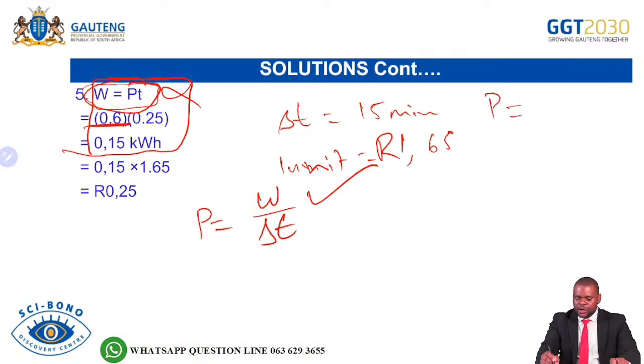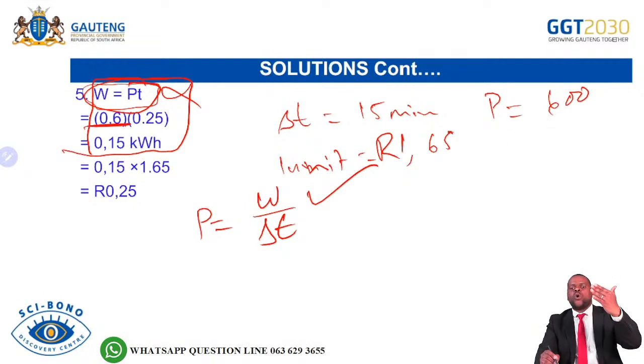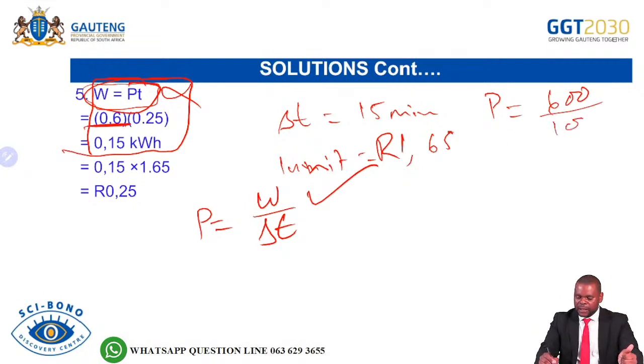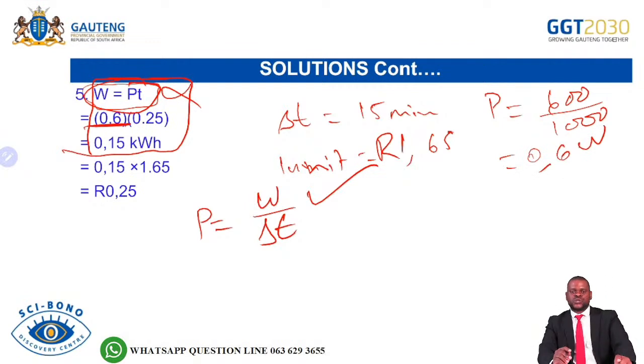The power is equal to the power that we were given. It was 600. Okay. And then in order to get it in kilowatts, we do what? To make it kilowatts, we divide by 1,000. And then now it comes to what? 0.6 kilowatts. Are we together, grade 12?